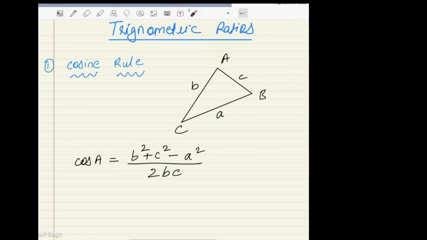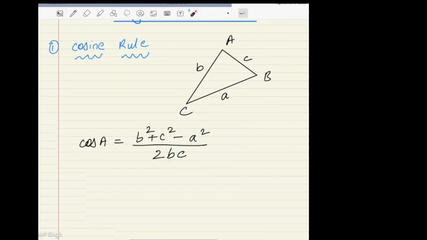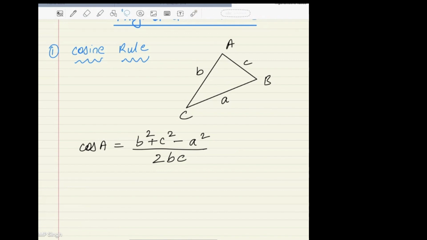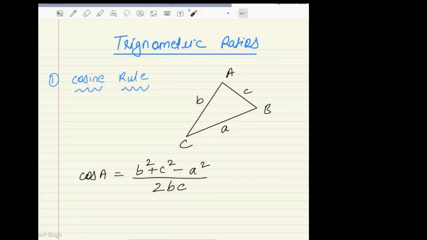In class, they showed another. Wait, hold on, I'll come there. First, understand the meaning of the cosine rule. Then we will check whatever has been taught in your class. The formula will change. Now we are talking about angle cos A, so my formula is different. If I talk about angle cos B, these values are going to change. So first let's talk about cos A.